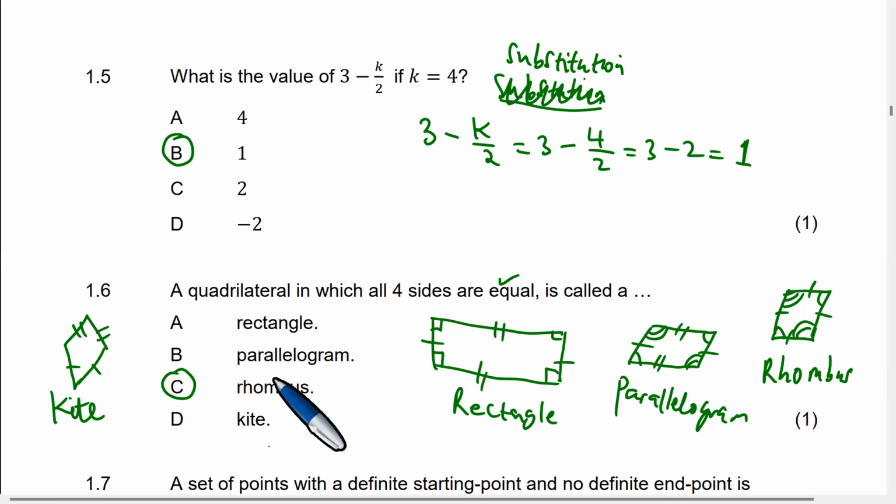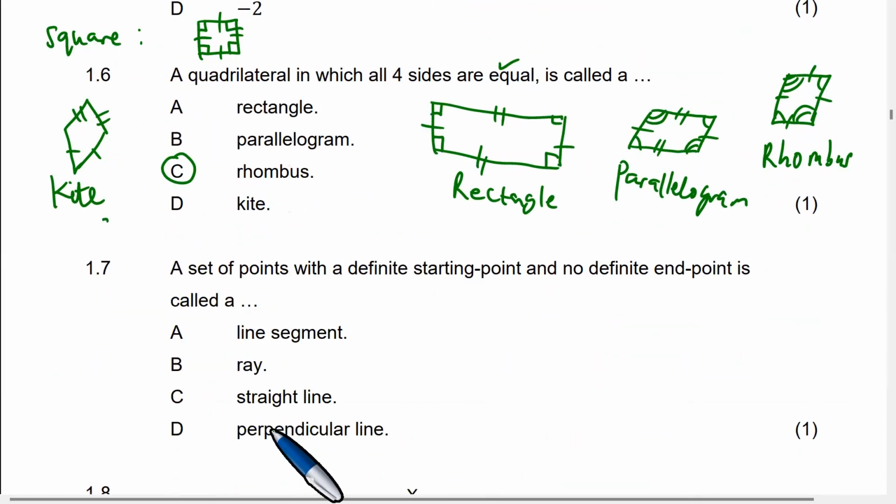Obviously, we agree that if you have a square, for example, in a square, all the sides are equal like this. In a square, all the sides are what? Are equal. All right. So a quadrilateral in which all 4 sides are equal is called a what? It's called a rhombus. Next question.